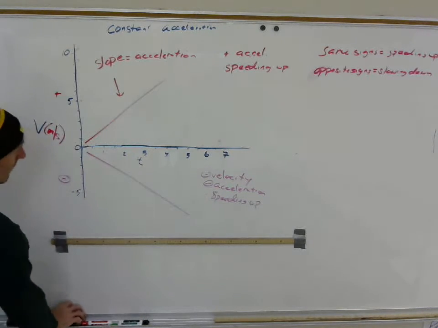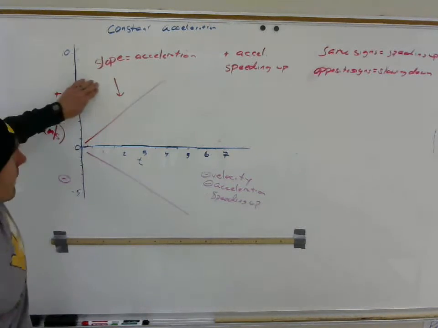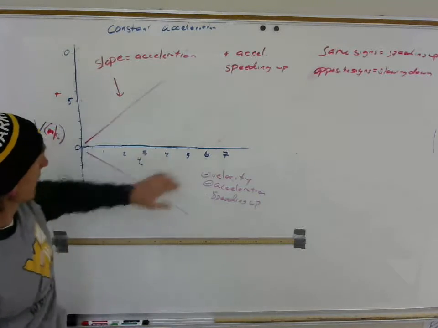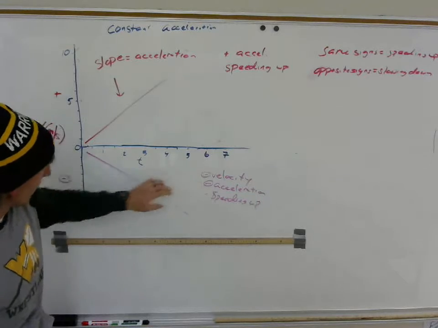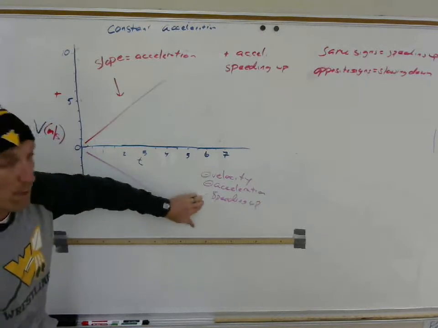Basically the same thing. Positive velocity, positive acceleration, speeding up. Negative velocity, slope is negative, so I have negative acceleration. Getting further away from 0, I'm also speeding up.